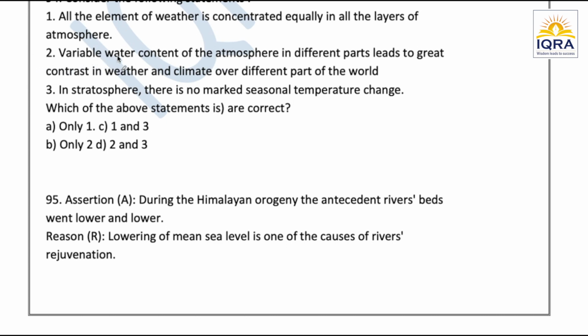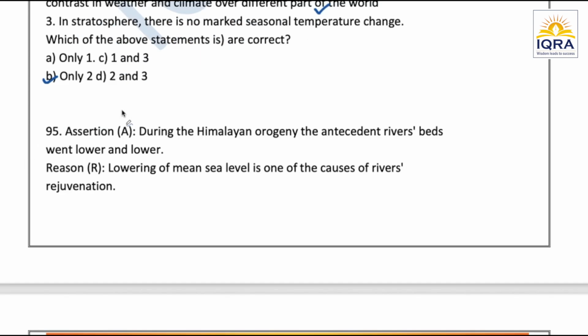Statement 2 says that variable water content of the atmosphere in different parts led to great contrast in weather and climate over different parts of the world. Yes, it led to different weather and different climate over different parts of the world. Statement 3 says that in the stratosphere there are no marked seasonal temperature changes. This is again an incorrect statement, because this does not happen in the stratosphere, rather it happens in the troposphere, that there is no marked seasonal temperature change. Hence, option B is the correct answer for this question. That is, only statement 2 is correct, right?